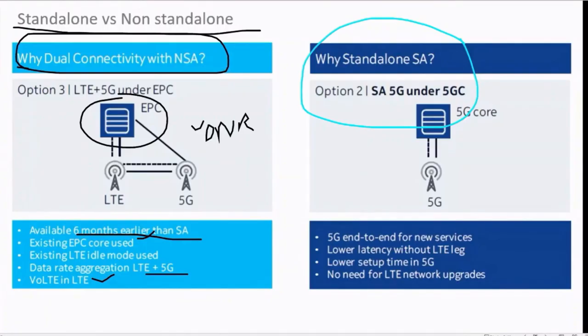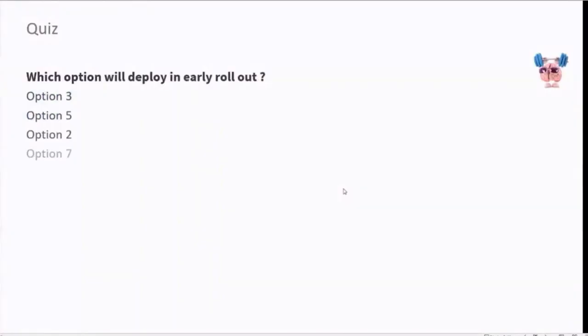So these are the differences between standalone and non-standalone. Guys, can you answer this question? Which option will deploy in the early rollout? Very nice, everybody has given the right answer. So option 3 will deploy in the early rollout. And which option is called standalone in 5G? Okay, very nice, guys. That is option number 2.